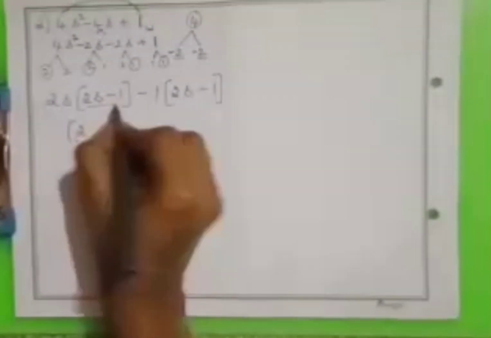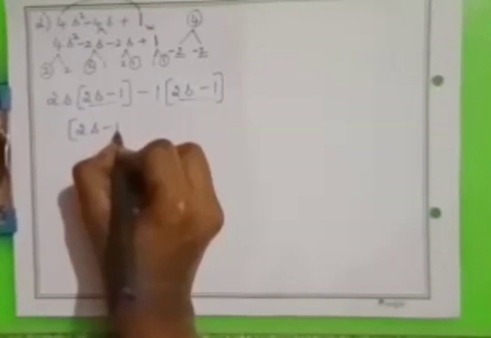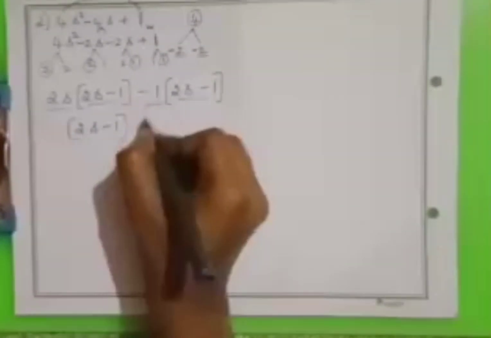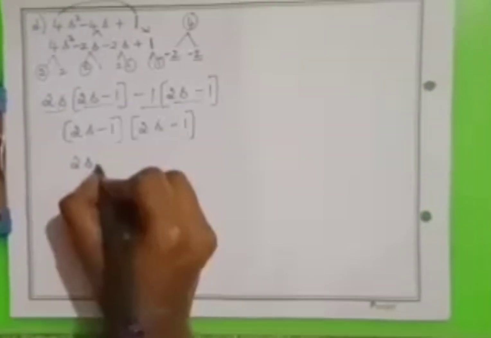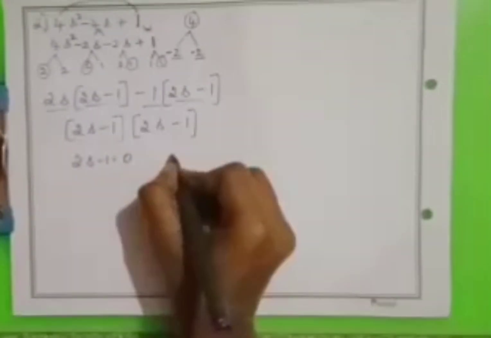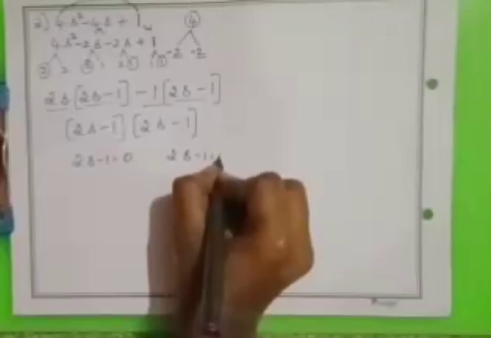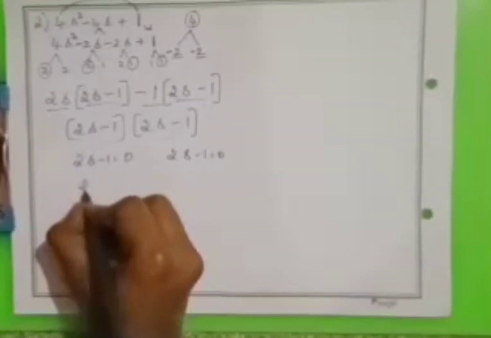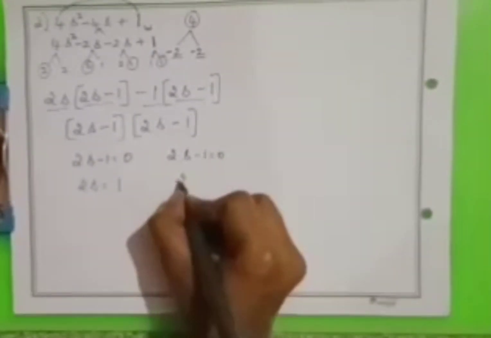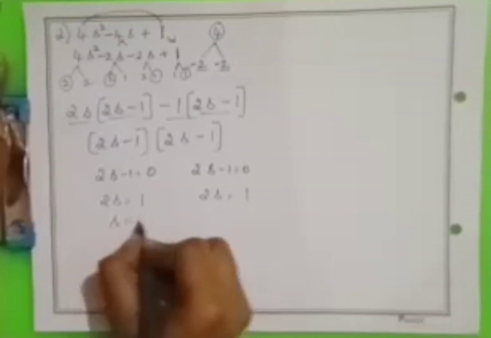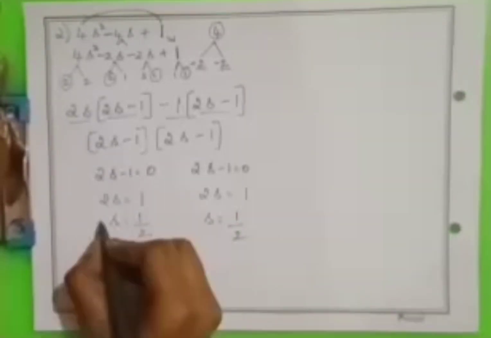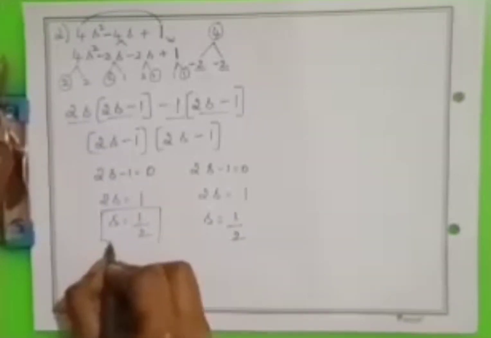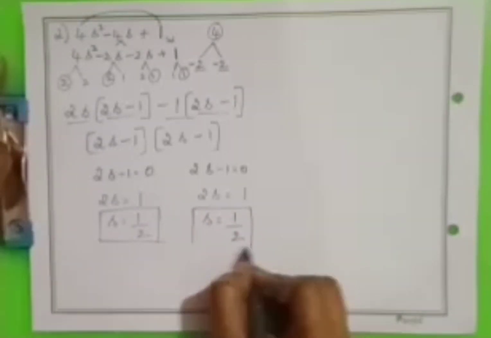So these two I am grouping as one bracket, and the terms which are remaining outside the bracket will be grouped into another separate bracket. So now here 2s minus 1 is equal to 0, and 2s minus 1 equals 0. 2s is equal to 1, S equals 1 by 2. So our zeros for the given equation are 1 by 2 and 1 by 2.